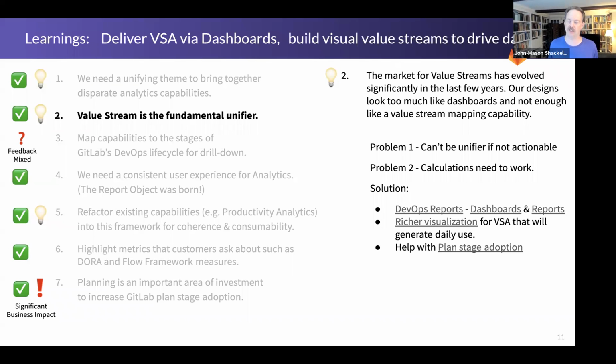I don't think it means we don't do those page objects. I think that's really important. That's part of that dashboarding and reporting story that we need to tell. We still want to build out those DORA metrics and so on.